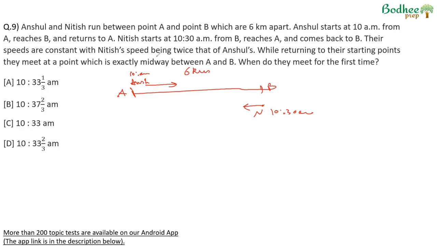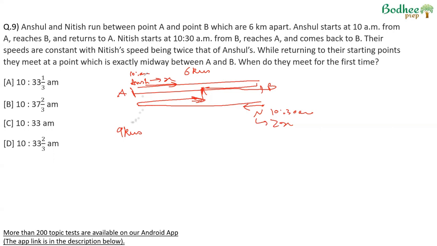Their speeds are constant, Nitish being twice that of Anshul. So if Anshul's speed is x, Nitish's speed is 2x kilometers per hour. While returning to the starting point, they meet at a point which is midway between A and B. So Anshul goes to B, comes back, and is here. Meantime, Nitish goes to A, comes back and meets. Now both of them have covered a distance of 6 and 3, 9 kilometers.